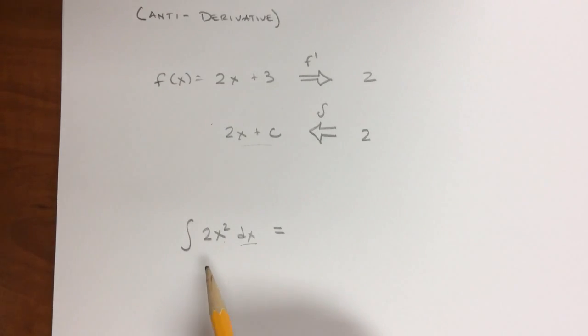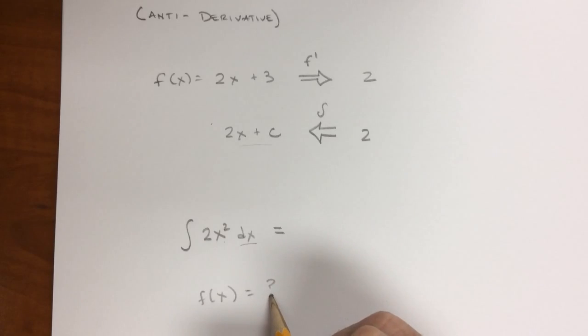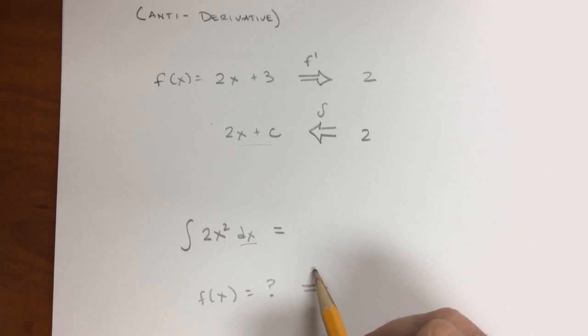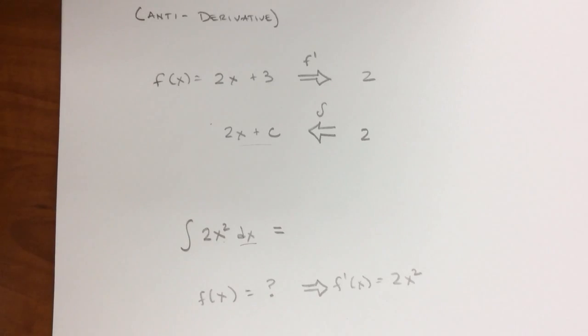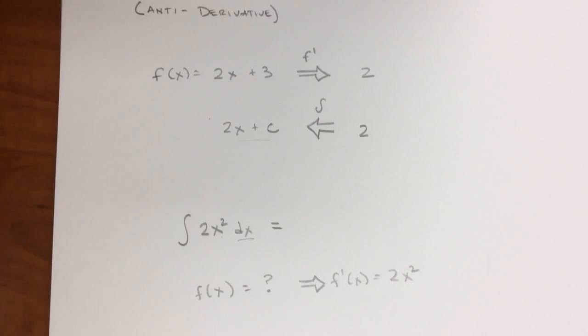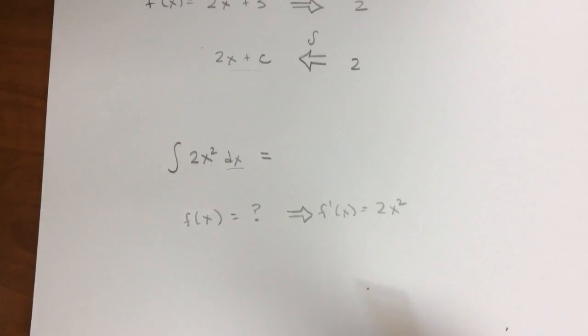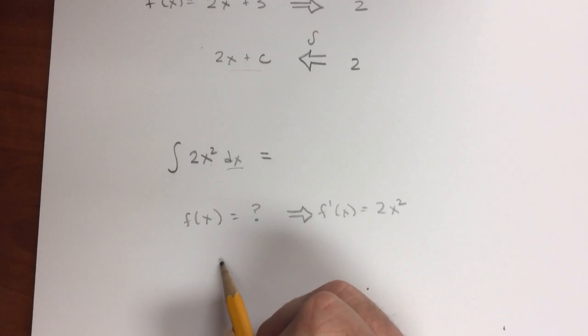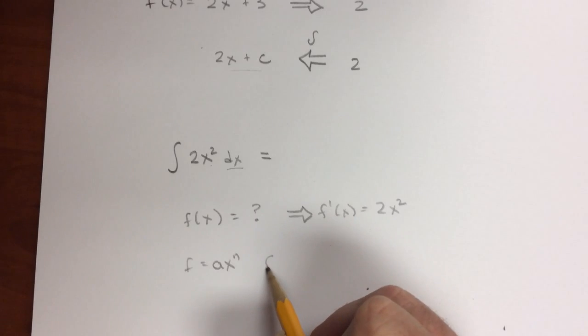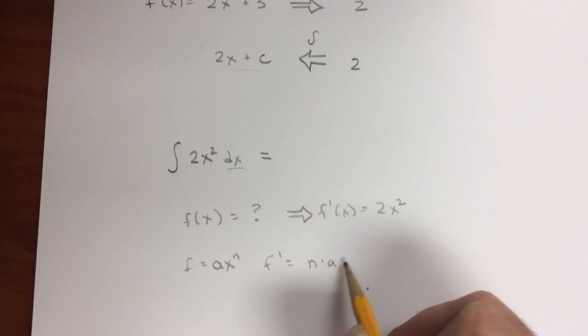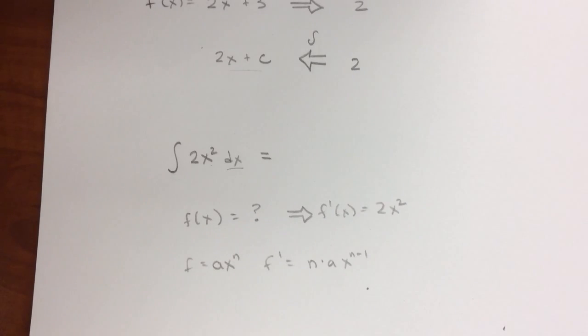So what we want to know is, what is the derivative of something that equals 2x squared? So we take the derivative of f of x, which is something we don't know, and f prime of x is equal to 2x squared. So we want to go this opposite direction. Well, let's think about this. 2x squared is our answer. So that way we know f of x has a power, because remember, if we have a x to the n as f of x, then f prime is equal to n times a x to the n minus 1. This was the power rule.